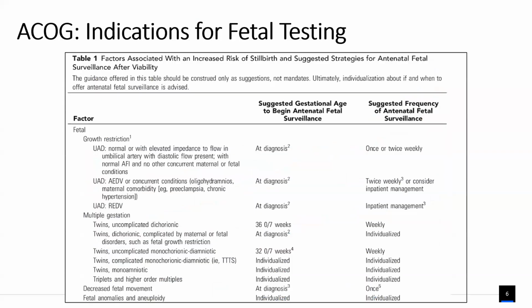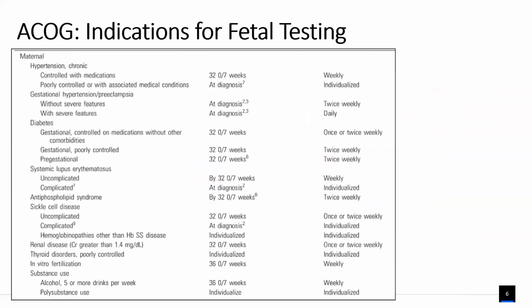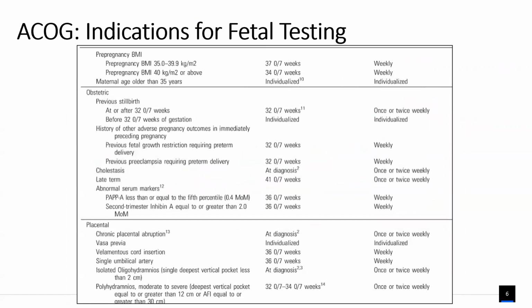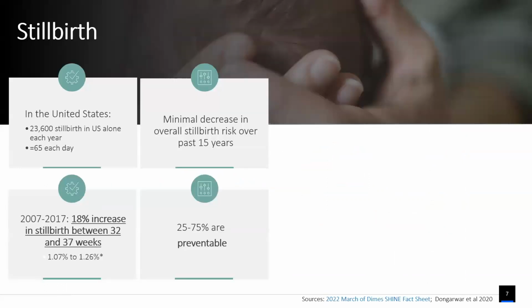And the list goes on and on in terms of the ACOG document: fetal growth restriction, decreased fetal movement, anomalies. We all know these tables. We're not going to go through them all now. But the point is there's dozens of indications for fetal testing at various gestational ages, weekly, twice weekly, individualized. And a lot of practices are struggling with how to accommodate all the patients. And more importantly, I think a lot of the patients are struggling with complying with these recommendations.